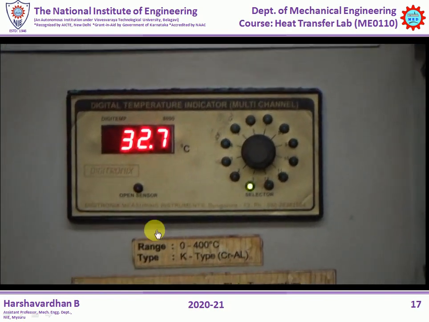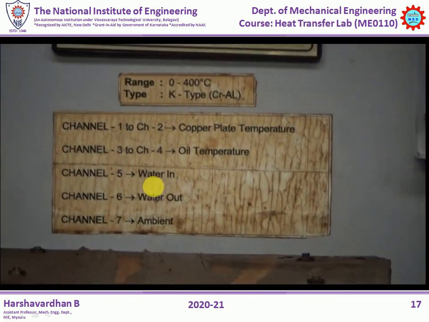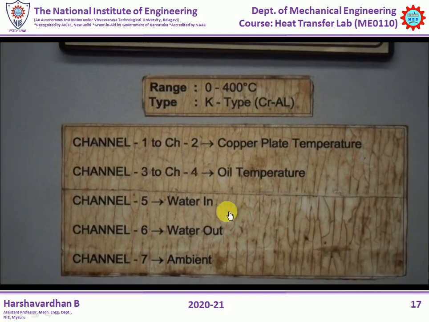0.55 amps. So this is the temperature indicator, and in this temperature indicator, channel number 1 and 2 give the lower surface temperature, channel number 3 and 4 give the upper surface temperature of the liquid chamber, channel number 5 gives the water inlet temperature, channel number 6 gives the water outlet temperature. And the ambient temperature can be recorded through channel number 7, but it's not required for this experiment.